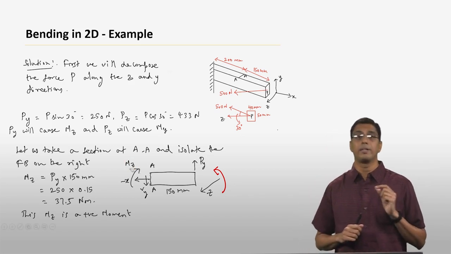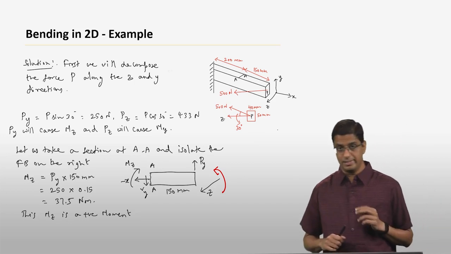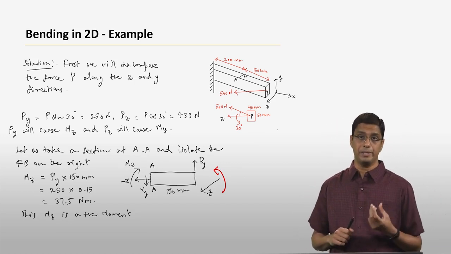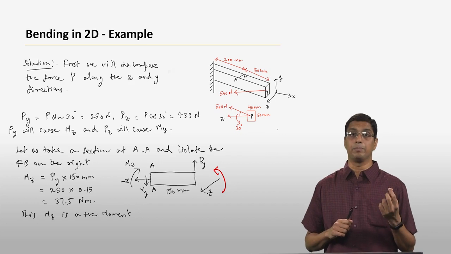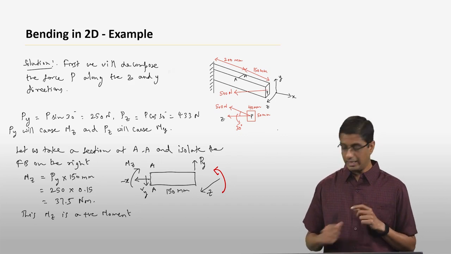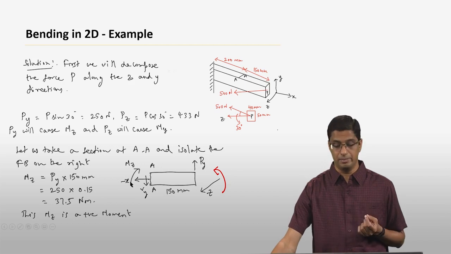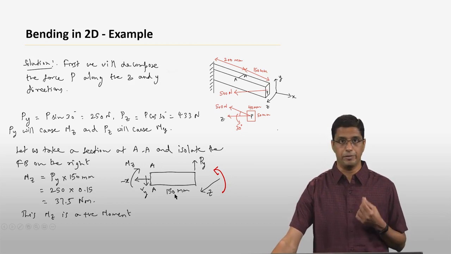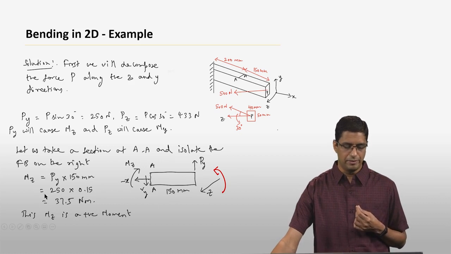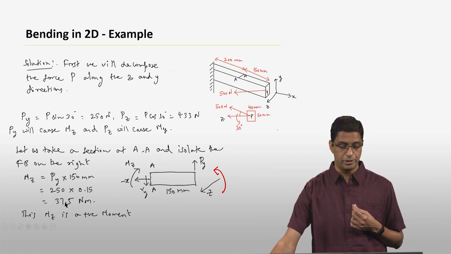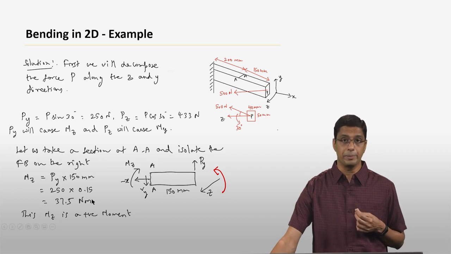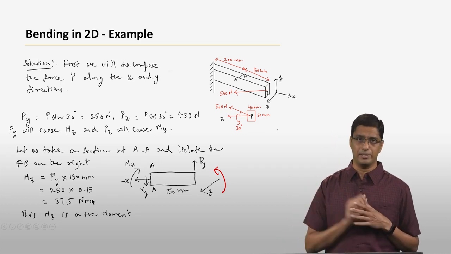Now, the question is, what is the magnitude of this Mz, and whether this Mz is a positive Mz or a negative Mz. That is what we are going to find out. To find out Mz is fairly simple. You multiply Py by the distance, which is 150 millimeters, which is 0.15 meters. So that gives the magnitude of Mz. So Mz is going to be 37.5 Newton meters, and it is in the clockwise direction here.